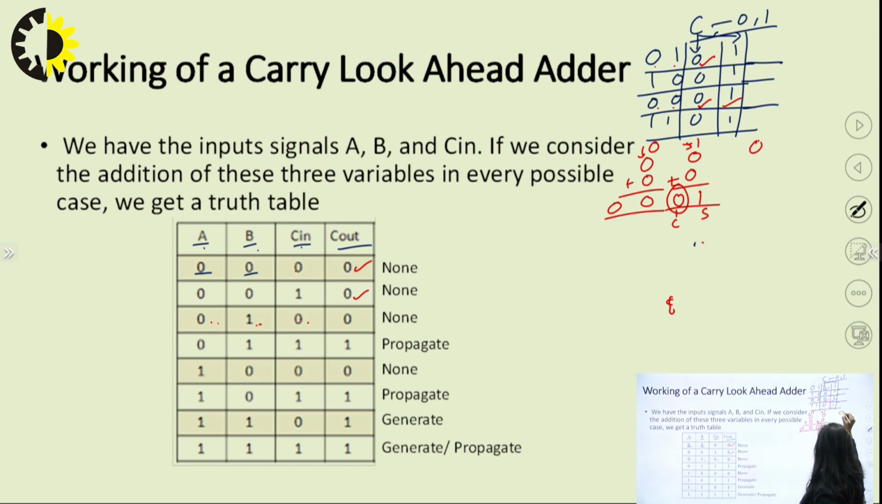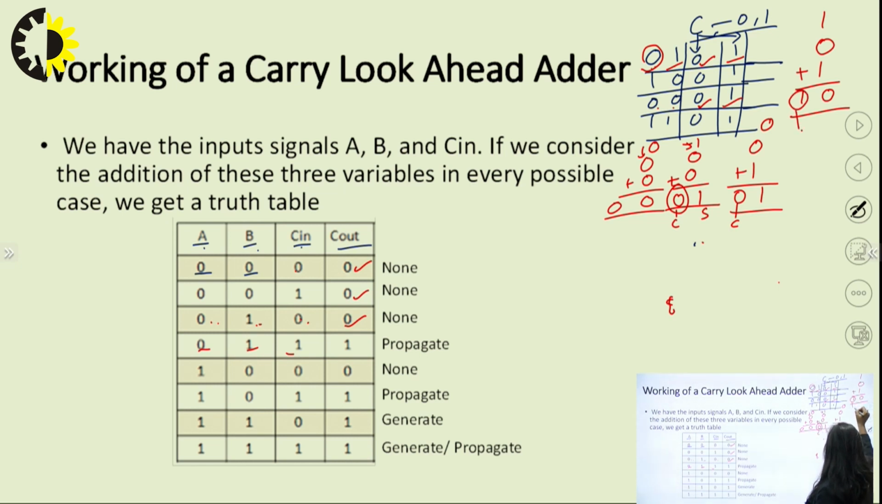So add 0 plus 1 with carry 0, which is sum is 1 and carry is 0 again. So again I am having no carry. Another case: 0, 1 and 1. This case. So 0, 1 with carry 1. So what would the answer be? Sum will have 0 and carry will have 1. Okay, so here I can see there is a carry which is 1. So I can write over there the carry is 1.